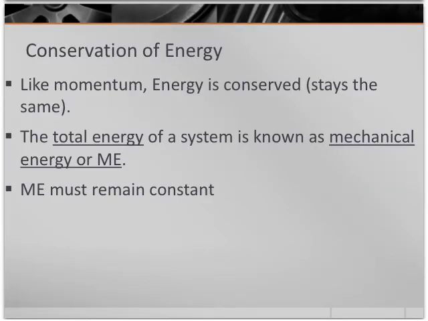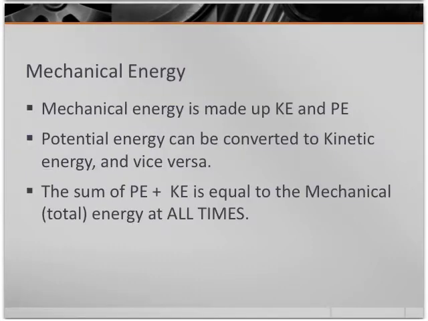So, like momentum, energy is conserved. That means that the energy is going to stay the same. It's always going to have a constant number. The key energy that you're dealing with when you think of conservation of energy is the total energy of a system, which can also be referred to as mechanical energy, or ME. So mechanical energy of a system must remain constant. But what is mechanical energy? So mechanical energy is made up of kinetic energy and potential energy.